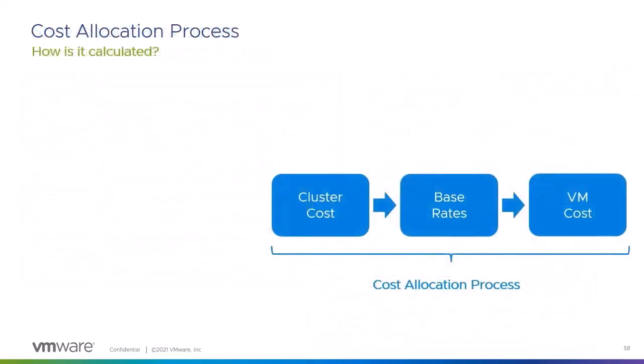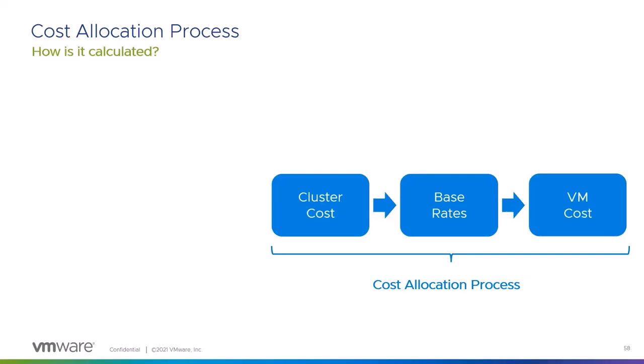So now we kind of want to dive in a little bit more about how the costing works and how you can do some of the configuration to get it to work the way that makes most sense for you. So the first one is talking about the cost allocation process. So the important part to know at this point is the system will basically start from the cluster cost, and it calculates what we call base rate.